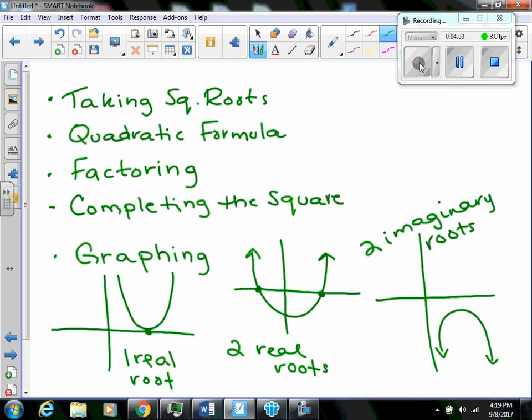Okay, so don't forget, one real root, your graph is going to touch your x-axis one time. Two real roots, your graph is going to touch the x-axis twice. And two imaginary roots, your parabola will never cross your x-axis. Okay, those are quick things to remember.